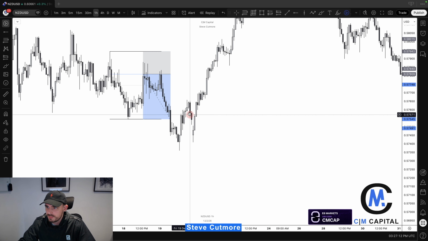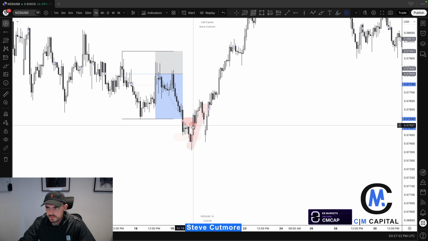And then we push down, create a high, create a low, swing, then a push to the upside and a return. Liquidity gets swept, break structure here to the upside, and then we return and we get another clean entry back up.